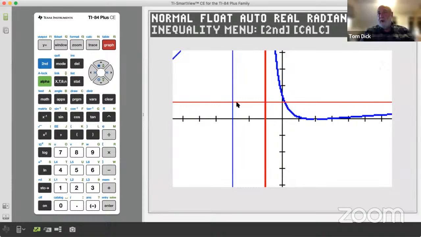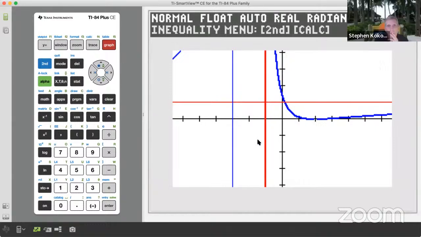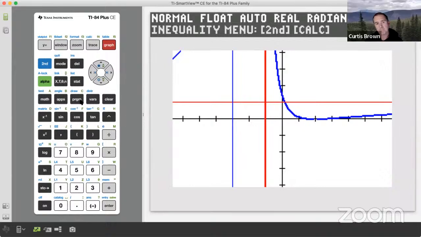And for what it's worth, I did change the style here a little bit. I made the horizontal asymptote and one of the vertical asymptotes thinner. It is actually noticeable, at least. The other alternative was going to the draw menu.